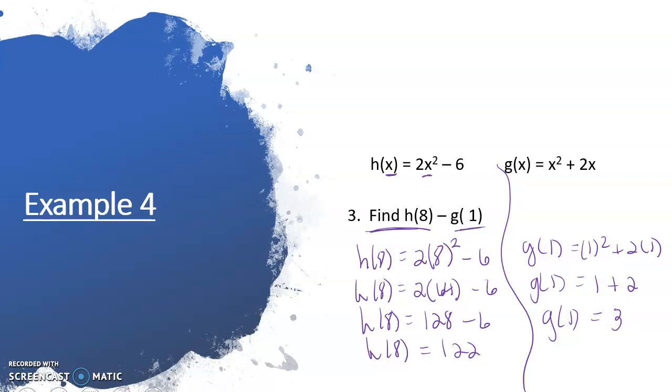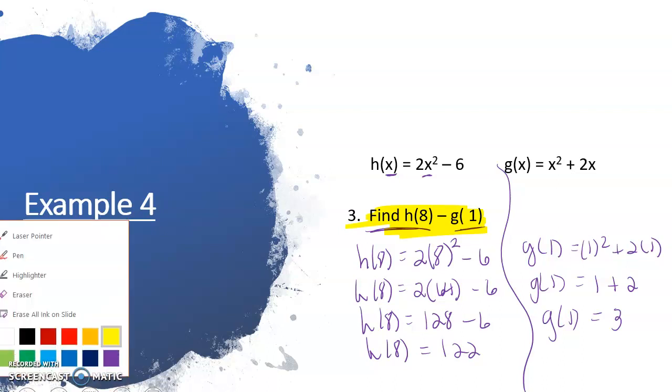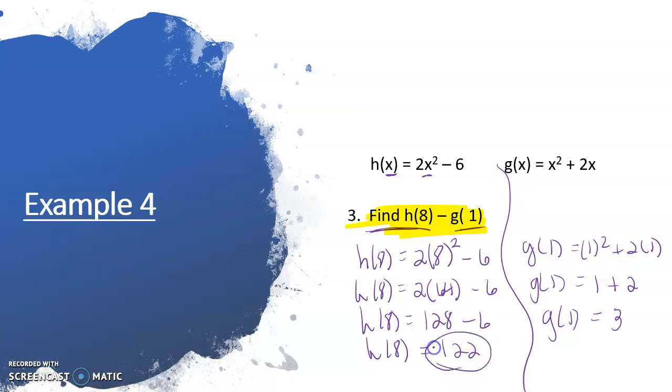Then I need to go back to my original problem. So my original problem said h of 8 minus g of 1. So h of 8 ended up being 122 minus g of 1 was 3. So now that I found h of 8 and g of 1, I just subtract them. So 122 minus 3 is 119. So it's kind of like a puzzle. You need to do each piece and then put it all together.